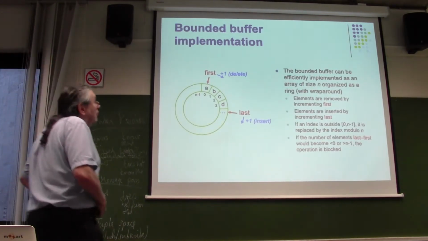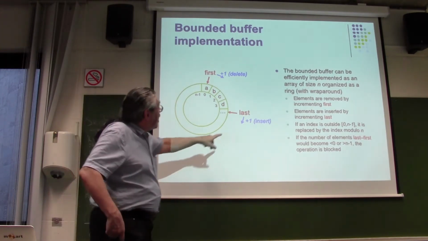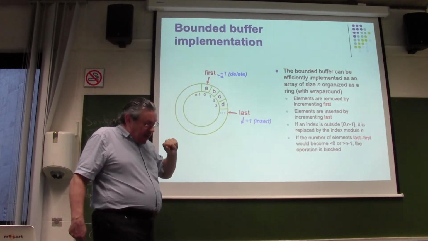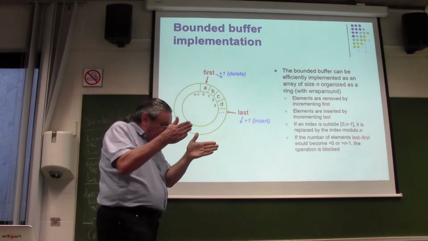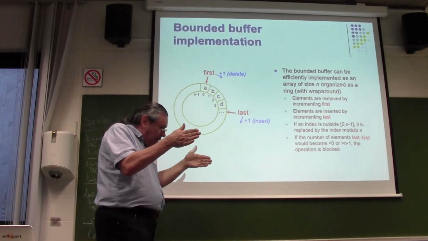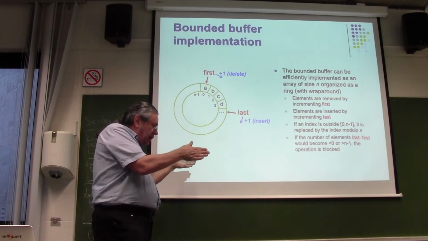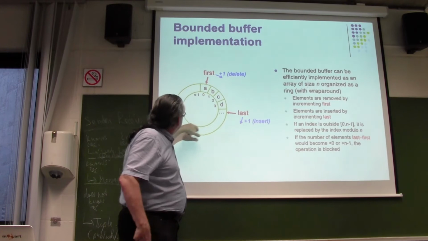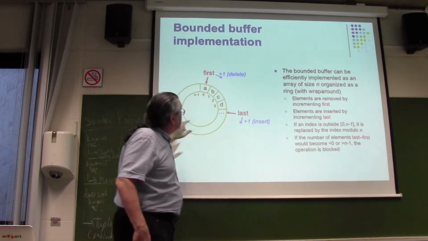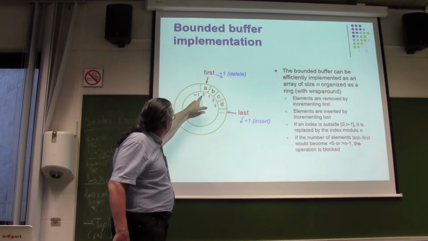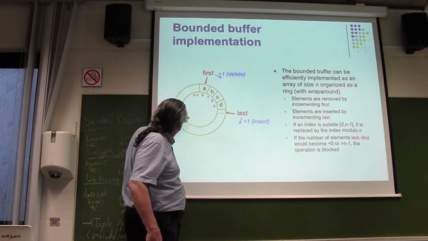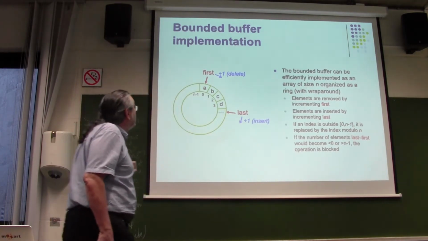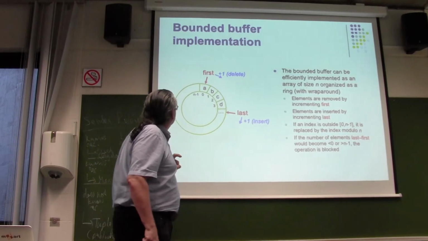To implement the bounded buffer, I'm going to organize the array as a ring. The reason is that when you reach the edge of the array and you keep putting and you remove elements, you actually are moving around to the other side. So the easiest way to implement a bounded buffer is to organize the array as a ring. So here we have the array 0, 1, 2, 3 up to n minus 1. And we have two pointers in this ring: a first pointer and a last pointer.